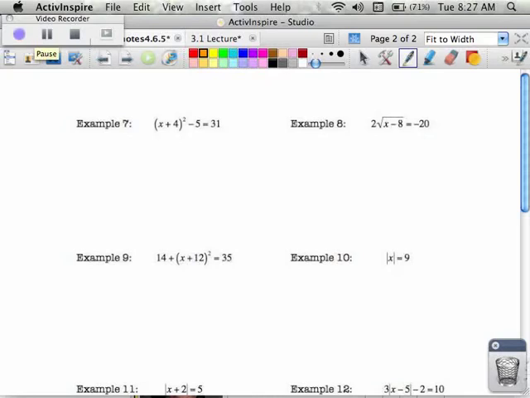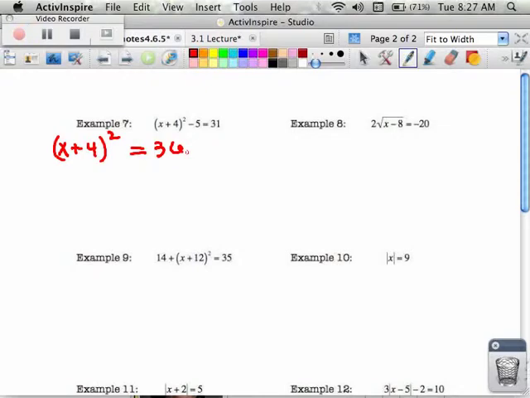Example number 7, adding some more steps in. Oh, look, I see a minus 5, so I'm going to add 5 to both sides. If I add 5 to both sides, I get x plus 4, still being squared on the left. But since I added 5 to the left, I add 5 to the right, and I get 36.